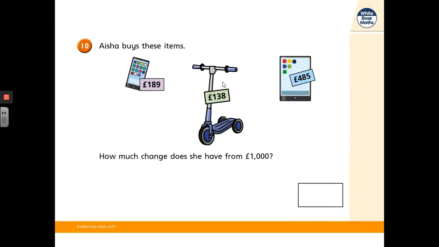Okay, should be our last question, I believe. So Aisha buys these items. She buys these 3 items. How much change does she get from £1,000? So first of all, you need to work out how much she has spent in total. Then work out how much money she would get back if she bought all those things. So what has she spent already? How much will she get back from that money?